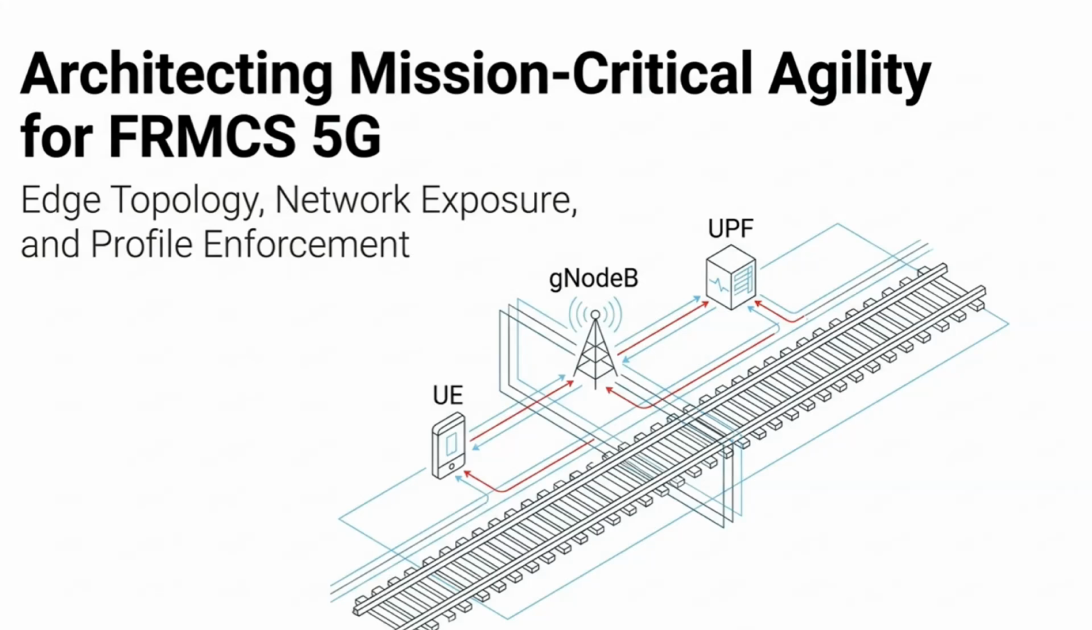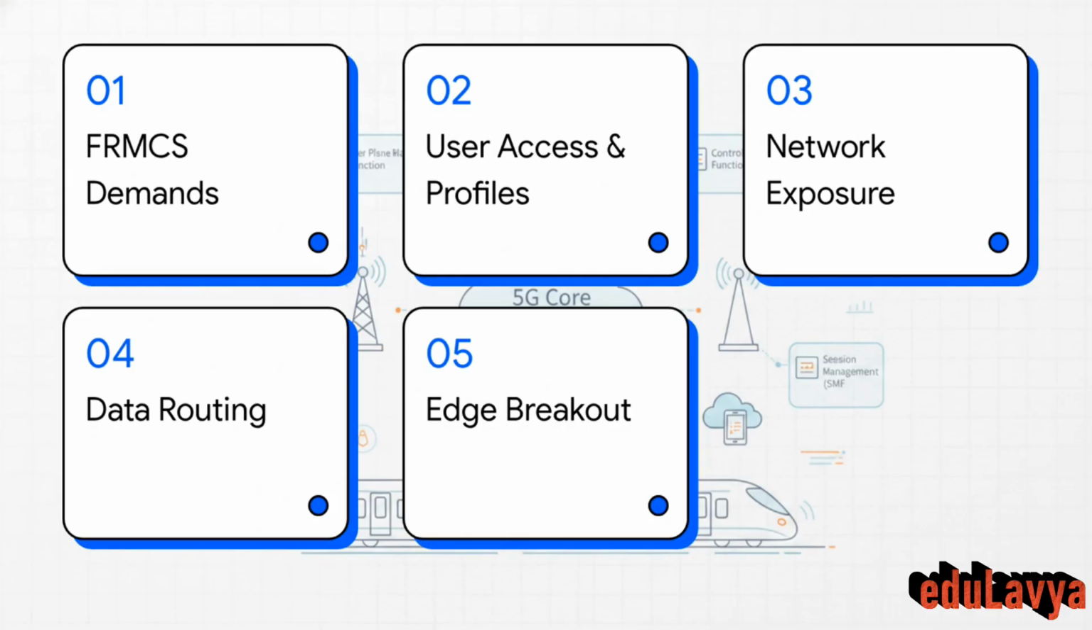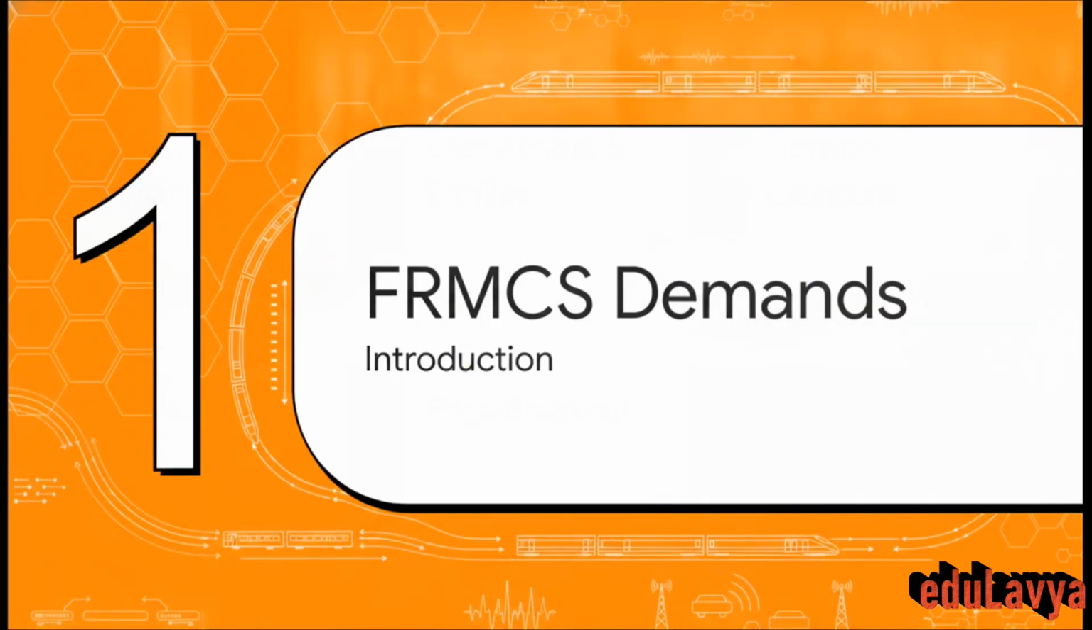Today we're unpacking the complex 5G core network architecture required to safely and rapidly operate digital trains. Let's dive right in and see exactly how we build the digital railways of the future, balancing intense security with ultra-low latency. Here is our agenda for today. We'll quickly cover introduction to FRMCS demands, user access and profiles, network exposure functionality, low latency data routing, and finally, edge breakout with UPFs.